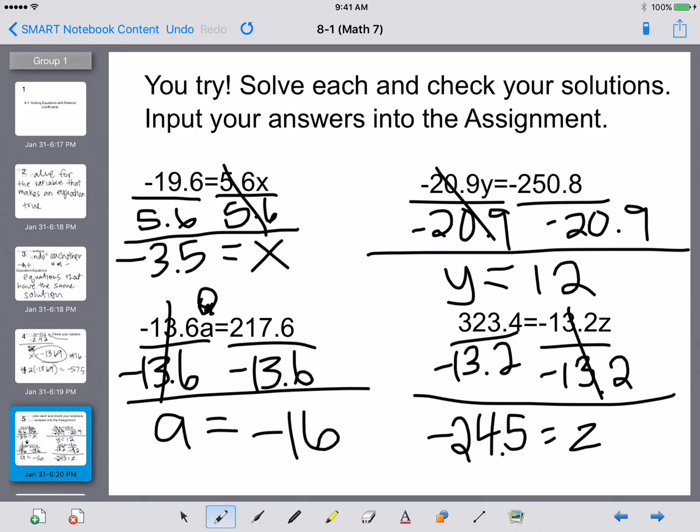Check your solution, so you go back and punch in the negative 13.2. We're multiplying that by our solution there of negative 24.5, and we come out with 323.4. So perfect.